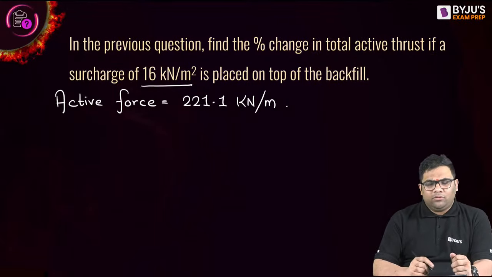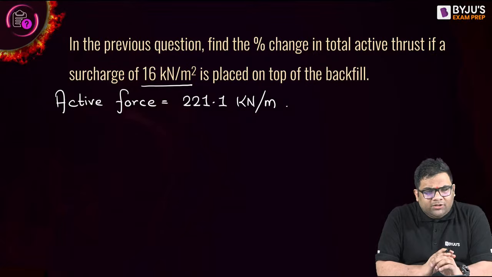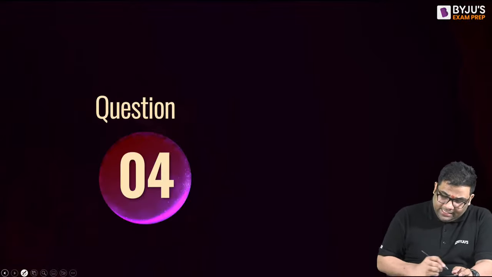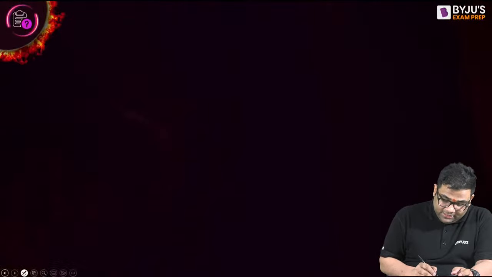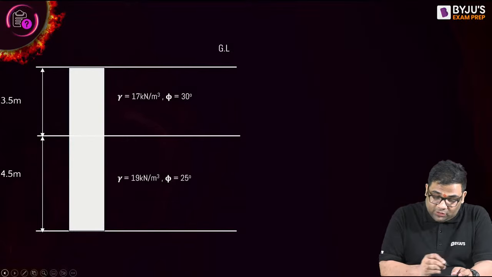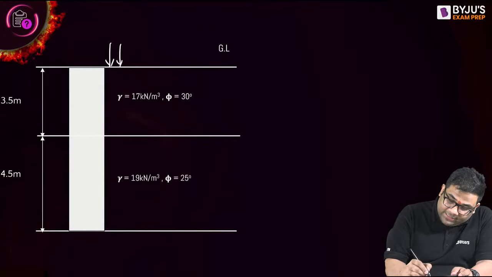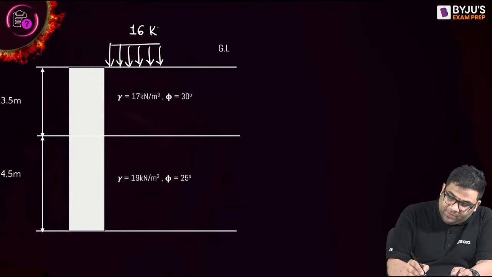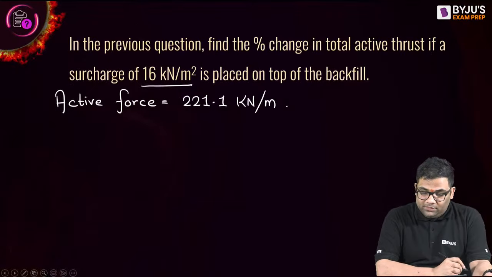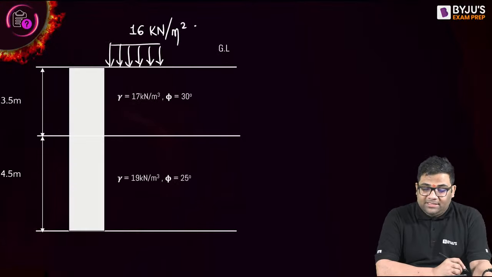How to find out? Due to surcharge, the earth pressure is Ka into Q. So if I see this soil condition here, I am placing 16 kilonewton per meter square. Let me just check the values. Yes, it is 16. I am placing 16.